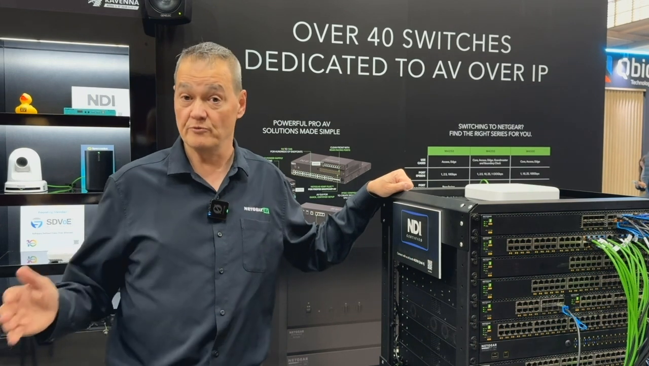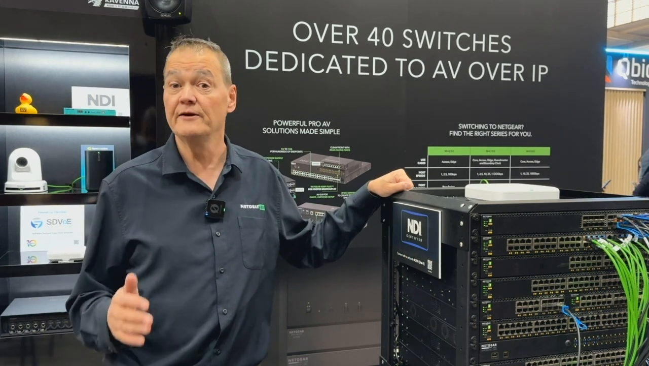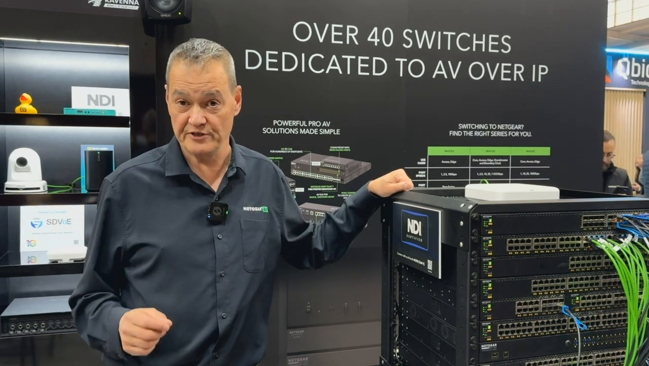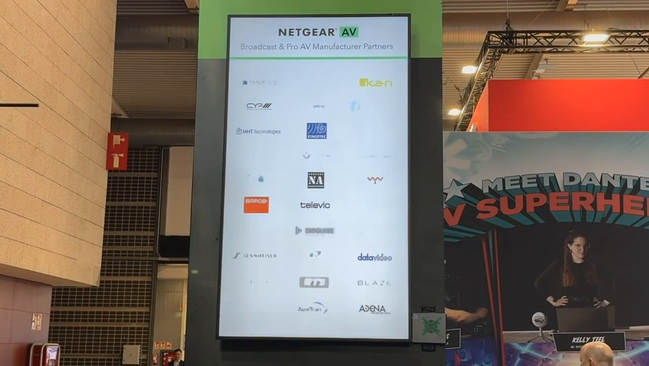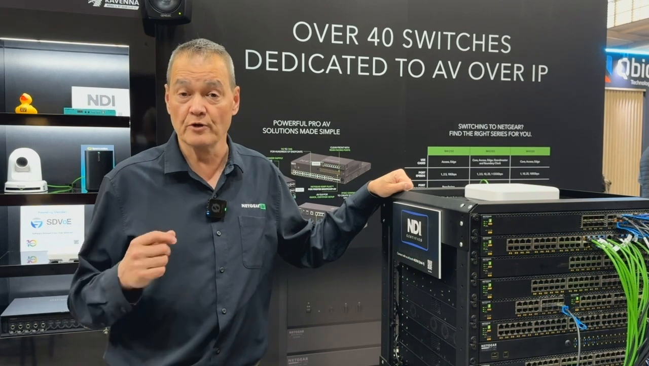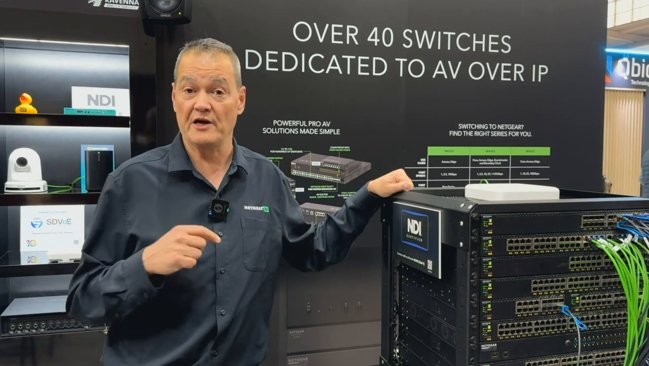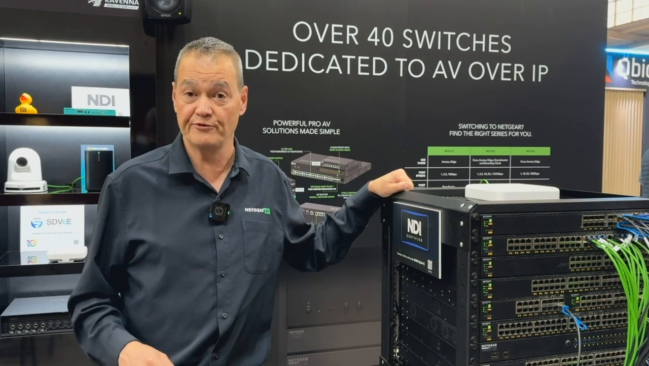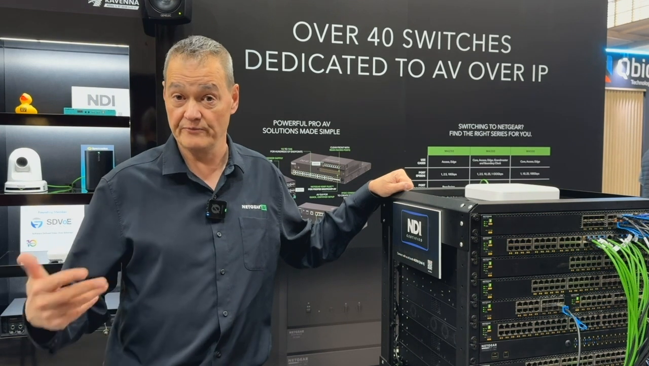Now, we do this with many manufacturers actually. We work with 370 manufacturers now. Many of them are here at the ISE show. 200 of these manufacturers here at ISE have our switches on their booth and are using them for their demo.